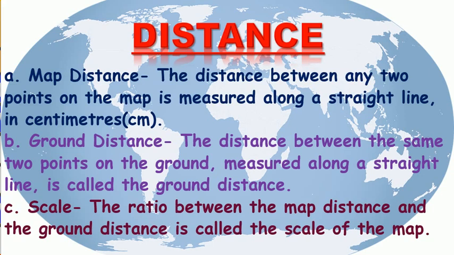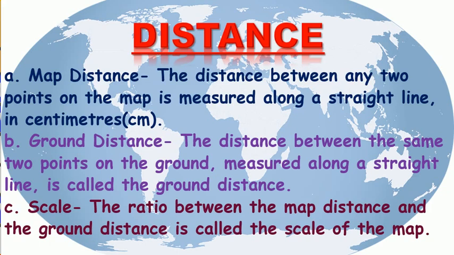What is scale? The scale of a map is the ratio between the map distance and the ground distance. That is, the distance between any two points on the map is to the distance between the same two points on the ground. Suppose the scale of a map is 1 centimeter is to 1 kilometer. This means that a distance of 1 centimeter between two points on the map corresponds to a distance of 1 kilometer between the same two places on the ground.